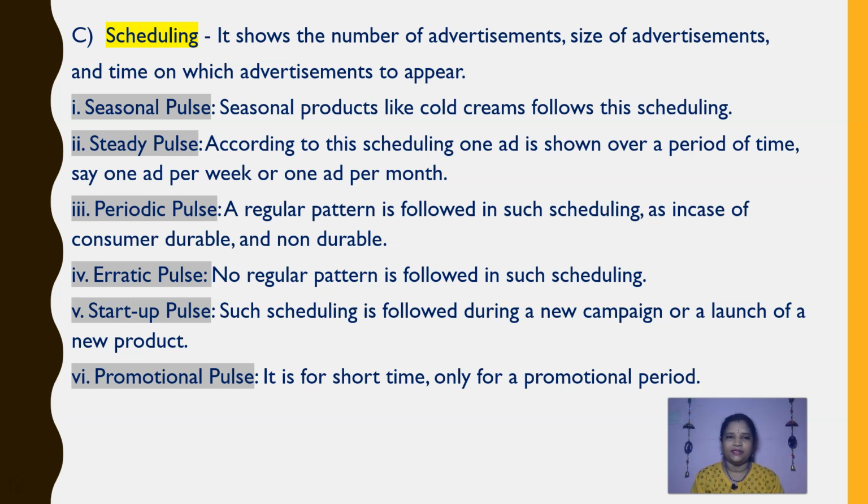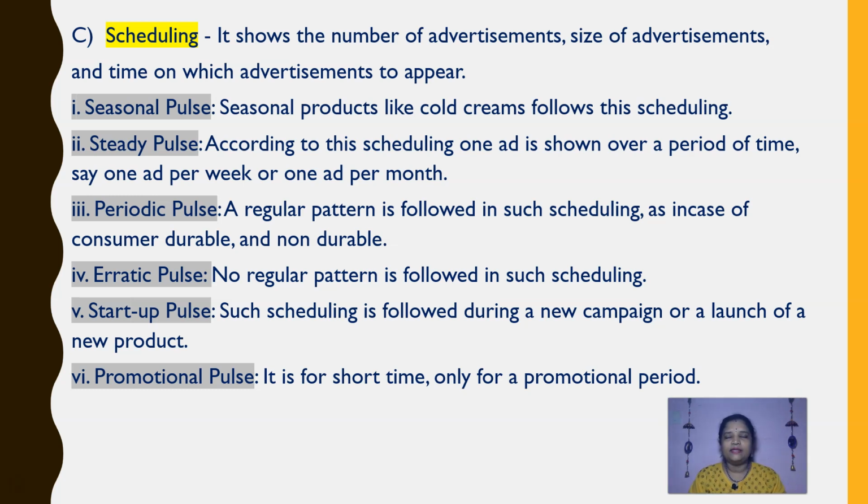Then steady pulse. According to this, one ad is shown over a period of time, say one ad per week or one ad per month. Based on the monthly budget or the weekly budget that the organizations have, they want to release certain amounts of ads, right? Then periodic pulse. A regular pattern is followed in such scheduling, as in the case of consumer durables and non-durables. For example, if it's an FMCG product, they would like to follow a certain pattern, maybe weekly once or monthly twice, or yearly 6-7 times or maybe 12 times, or things like that.